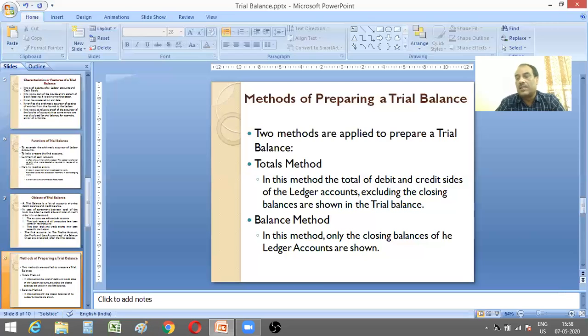And the balance method is, here we leave all the individual accounts, take only the balance, the amount which is balanced in the ledger. So all debit balances and all credit balances. So there are two methods. One is comprehensive, where all the accounts are listed, and second is the summary, that is, after balancing, we take the debit and credit balance to see the accuracy.